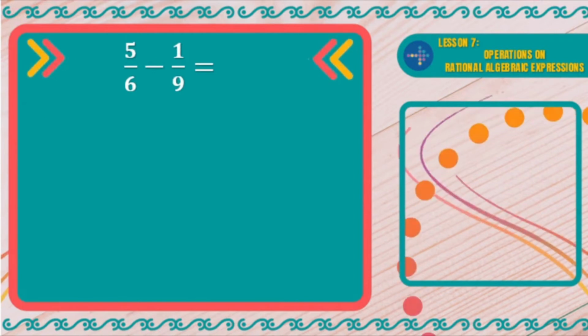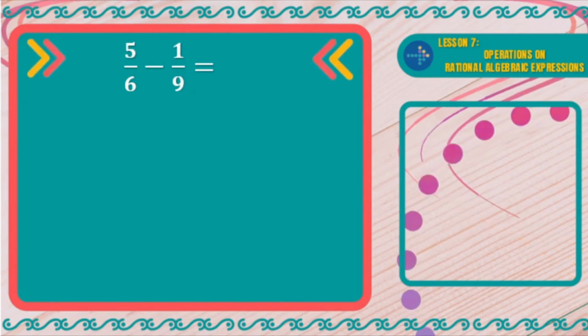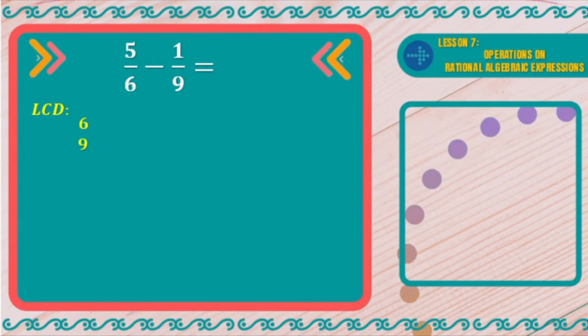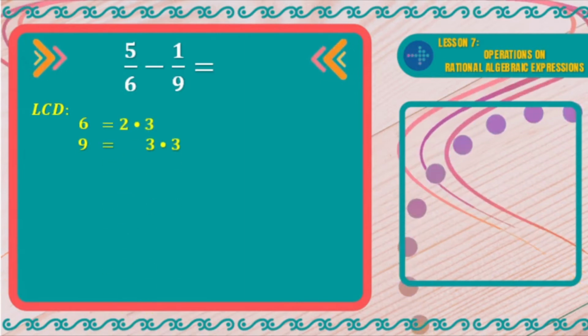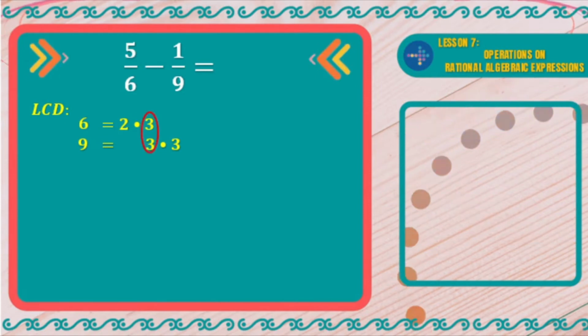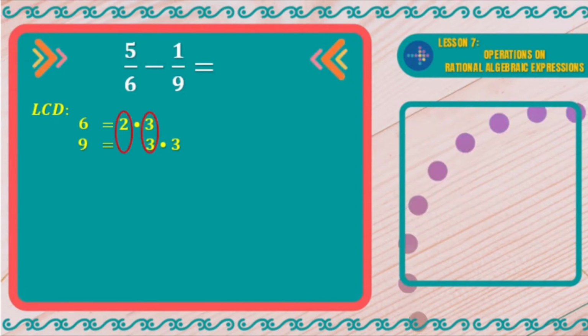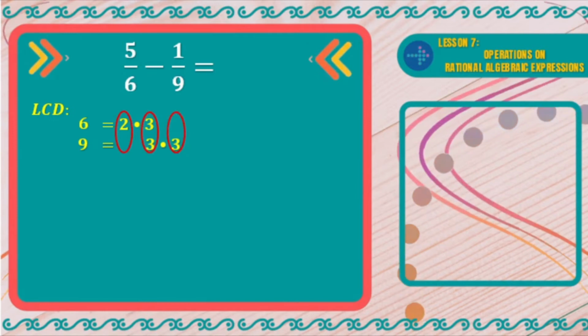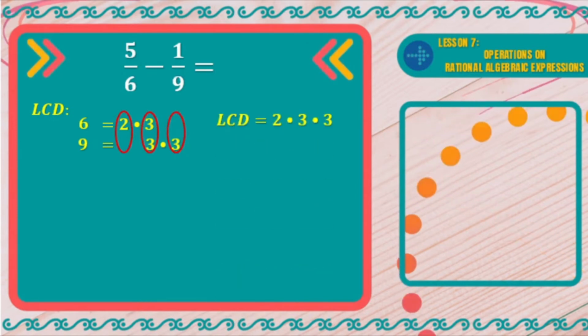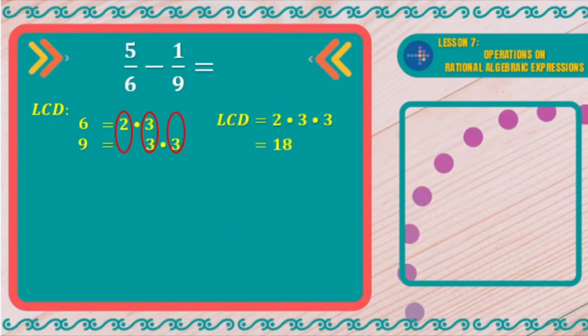So, how about 5 over 6 minus 1 over 9? So, for 6 and 9, we have 2 times 3 and 3 times 3. So, the common factor is 3, counted again as 1. Then, we have 2 and 3. So, for the LCD, we have 2 times 3 times 3, or 18.